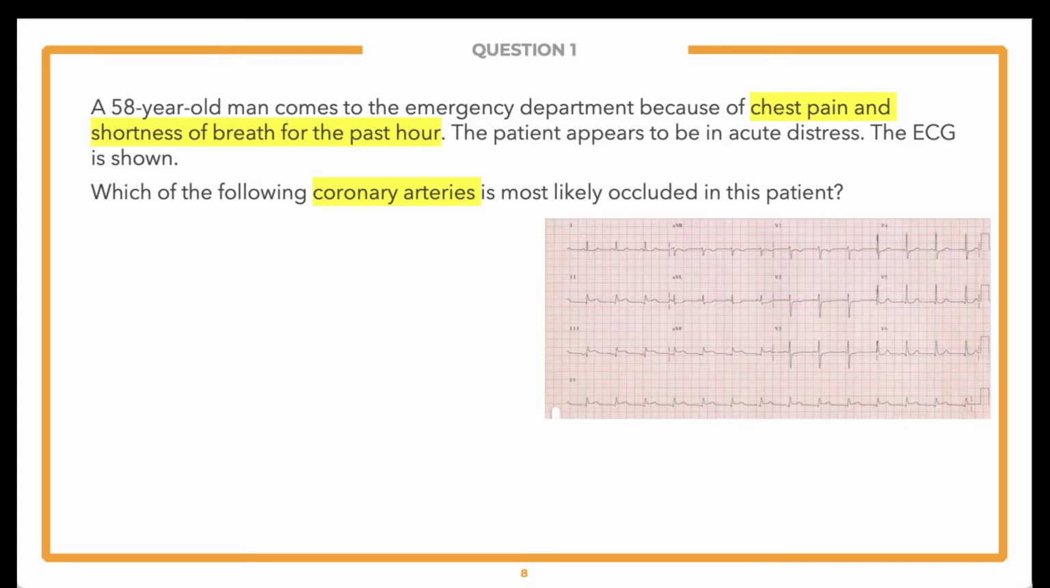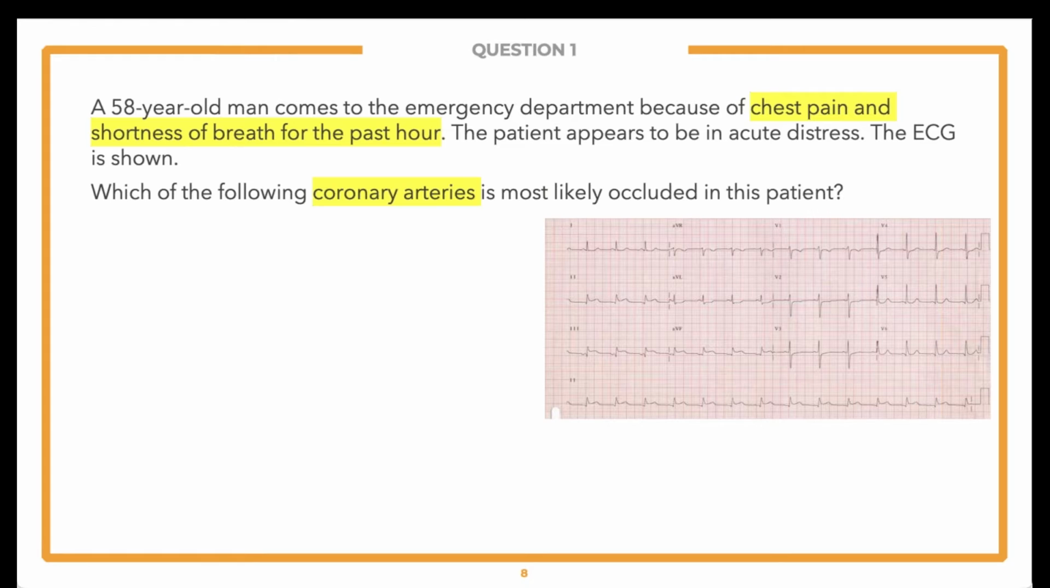So here, as you can see highlighted, the word coronary arteries is important because that's kind of what we're looking for. It's not just asking you what's the diagnosis, it's asking what the coronary artery is most likely occluded in this patient. And then when I look at the actual question itself, chest pain, shortness of breath for the past hour, right? So many differentials should come to your mind. And in this situation, with the EKG, there should really be only one diagnosis that is overlying.